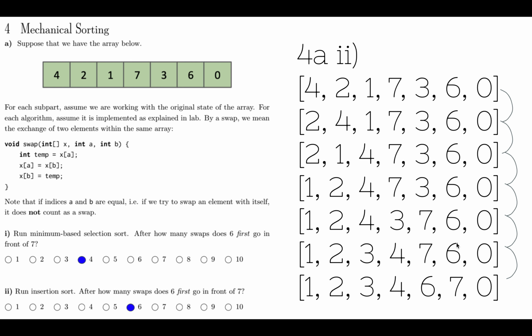Next, let's look at 6. 6 is not bigger than everything to its left. 6 is smaller than 7, for example. So we must perform a swap between 6 and 7. And at this point, we know how many swaps it takes for 6 to go in front of 7. It takes 1, 2, 3, 4, 5, 6. So the correct answer is 6.